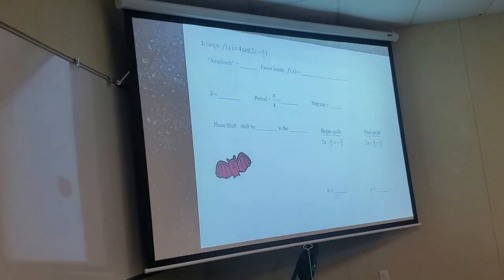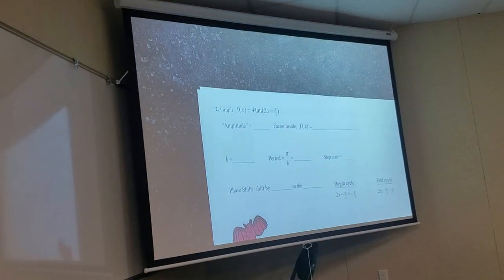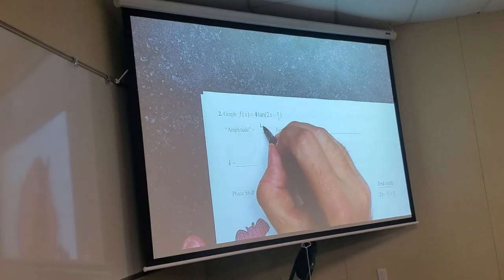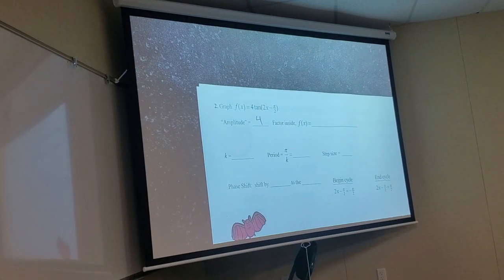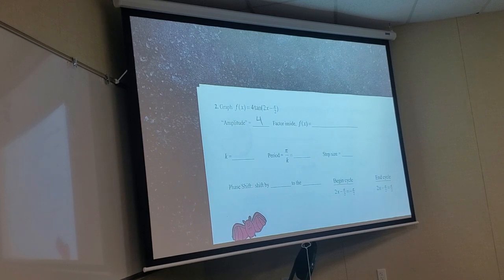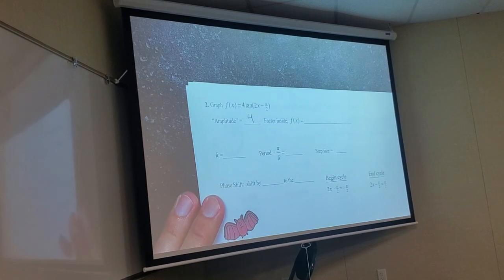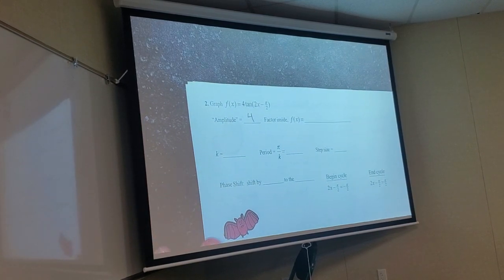So what's the amplitude here? 4. What that means is at pi over 4, negative pi over 4 is going to go to 4 and negative 4, right? Okay. Take a minute and factor the inside of that for me.